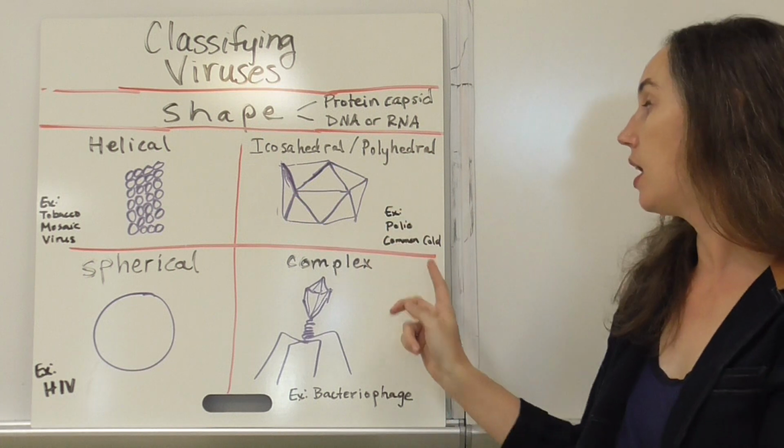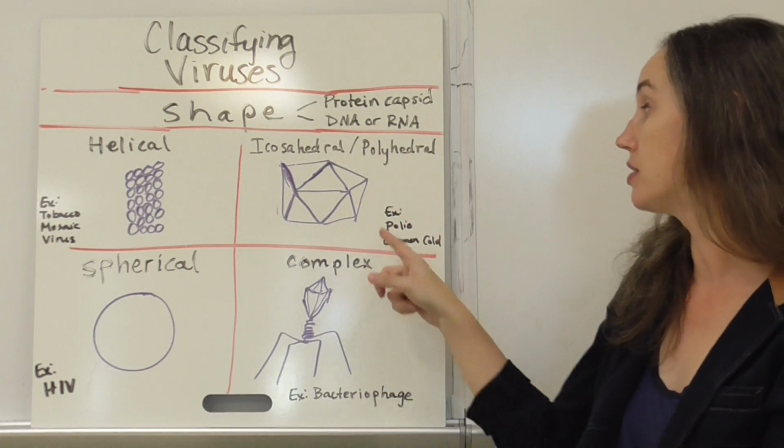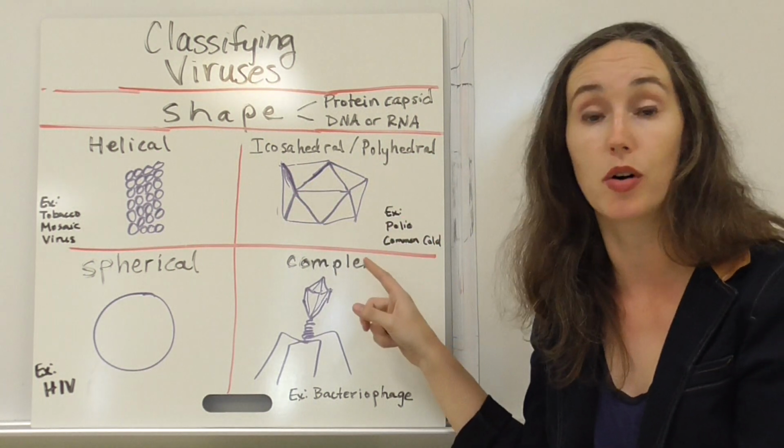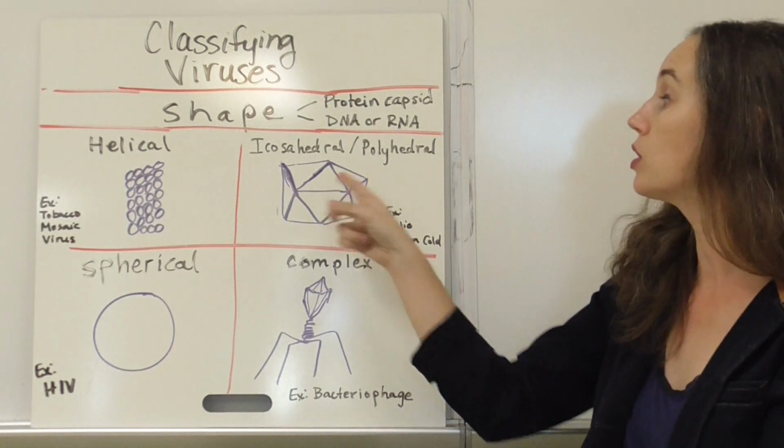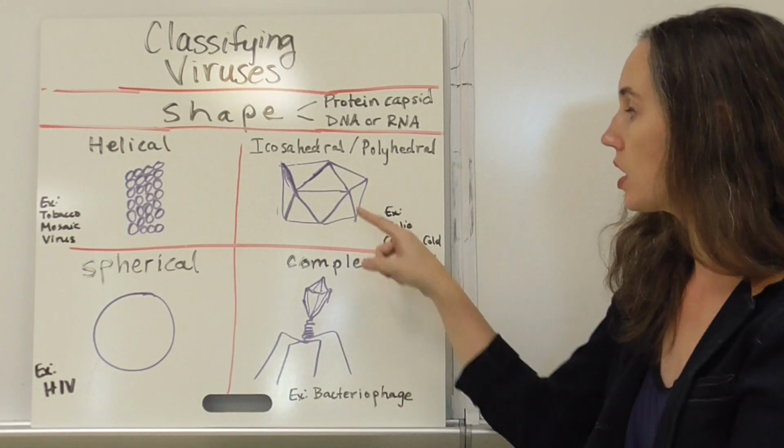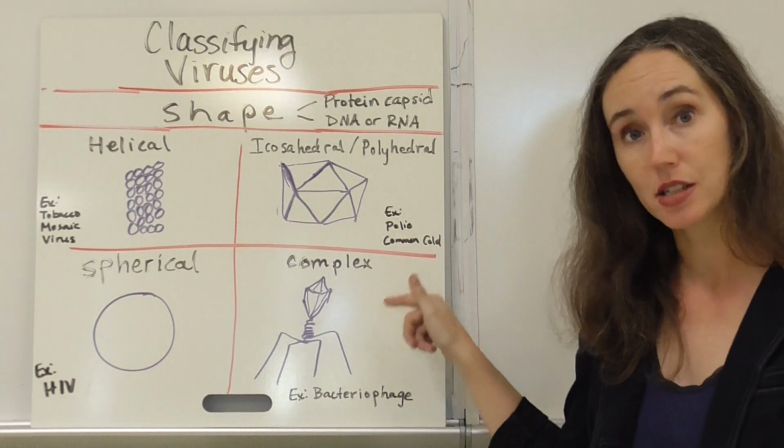An example here is the polio virus and even the common cold, which is rhinovirus. Those are icosahedral types. Then there are complex viruses.